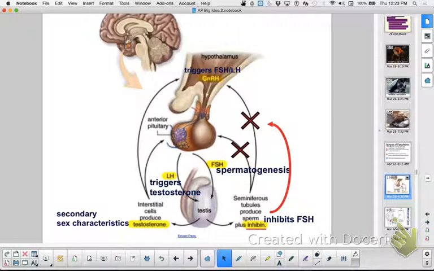Other aspects of that, we talked about the different hormones, and follicle stimulating hormone and luteinizing hormone.